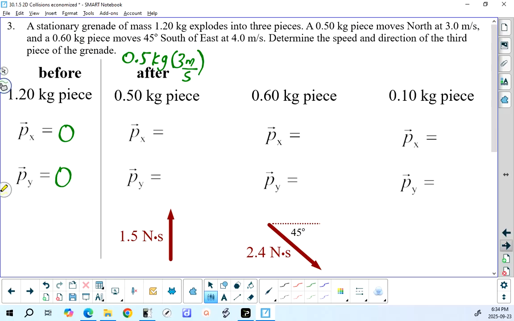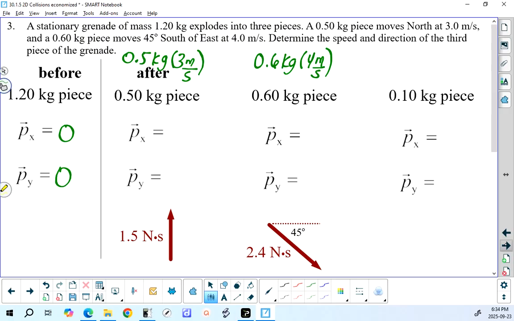We also are told there's a 0.6 kilogram piece that's moving at 4 meters per second. If I take the 0.6 kilograms and I multiply by 4 meters per second, I'm going to get the number at the bottom of the screen in that column, 2.4 newton seconds, and it's moving at 45 degrees south of east.